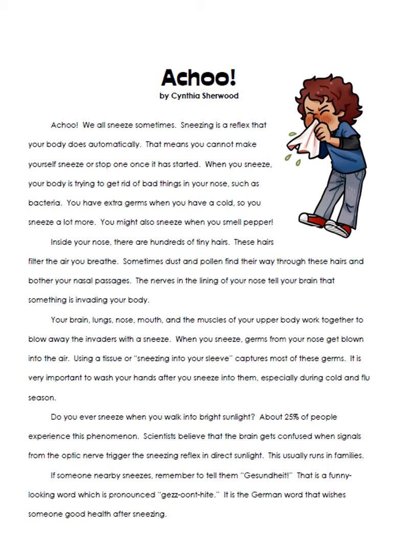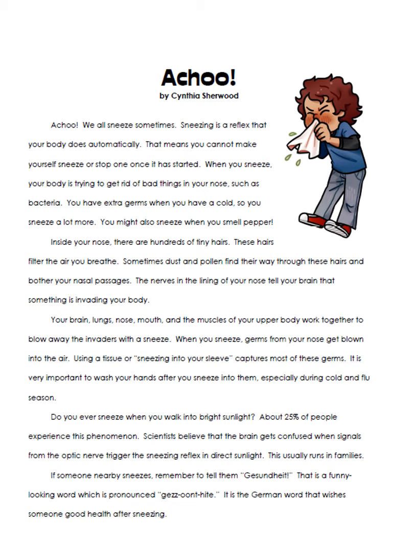Inside your nose, there are hundreds of tiny hairs. These hairs filter the air you breathe. Sometimes dust and pollen find their way through these hairs and bother your nasal passages. The nerves in the lining of your nose tell your brain that something is invading your body. Your brain, lungs, nose, mouth, and the muscles of your upper body work together to blow away the invaders with a sneeze. When you sneeze, germs from your nose get blown into the air. Using a tissue or sneezing into your sleeve captures most of these germs. It is very important to wash your hands after you sneeze into them, especially during a cold and flu season.